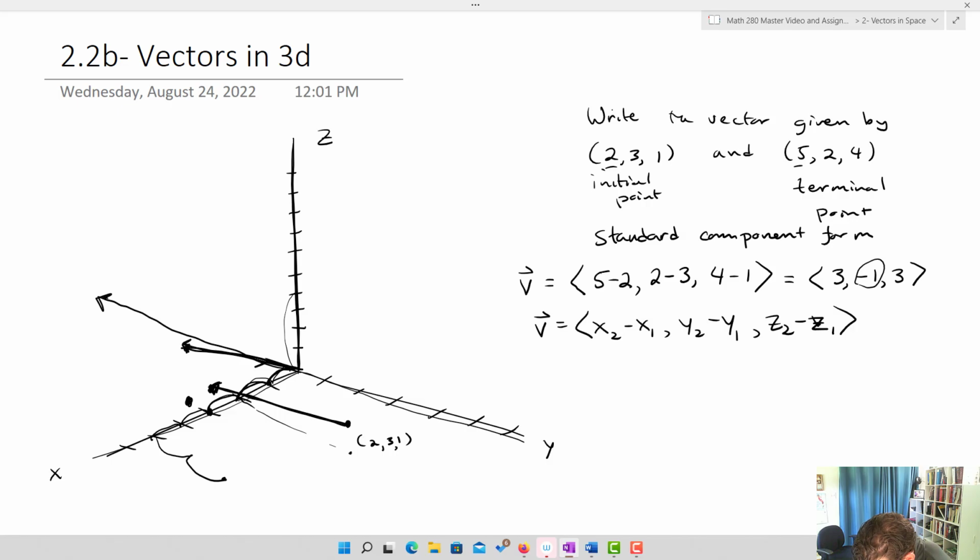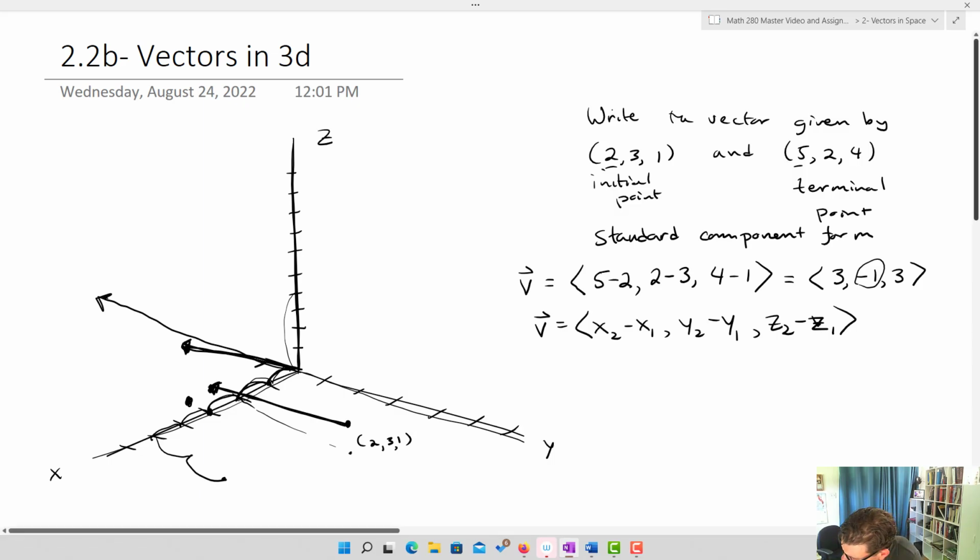The tricky thing about looking in 3 dimensions is that it's hard to tell that those two vectors are actually in the same direction, especially because my graph isn't perfect. If it was a true 3-dimensional graph, you'd probably be able to see it. But basically those two vectors, the one given by an initial point of 2, 3, 1 and a terminal point of 5, 2, 4, and 3, negative 1, 3, are both in the same direction and they have the same magnitude. So they're the same vector.